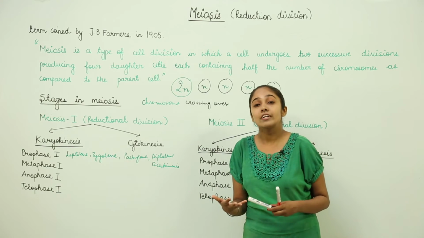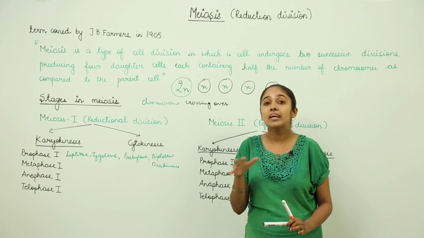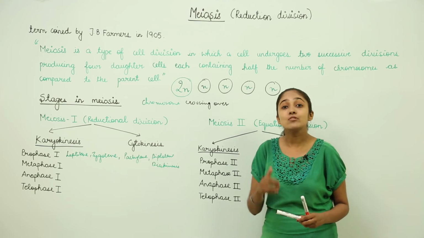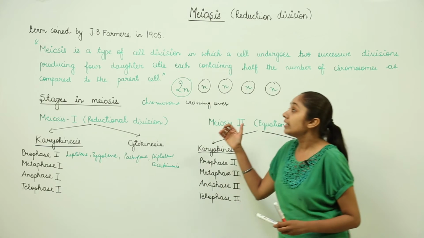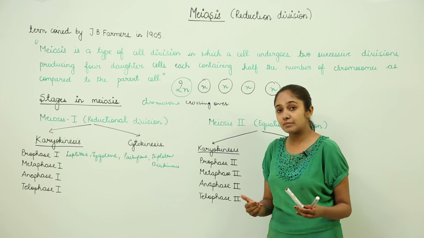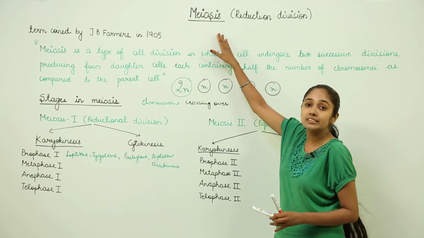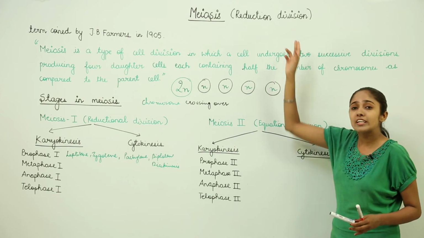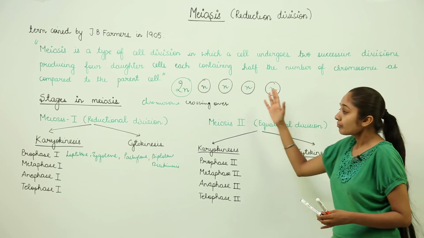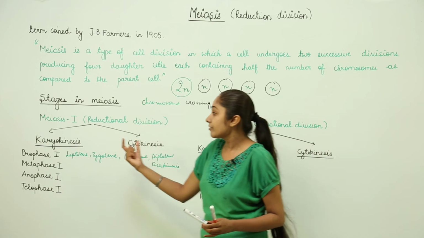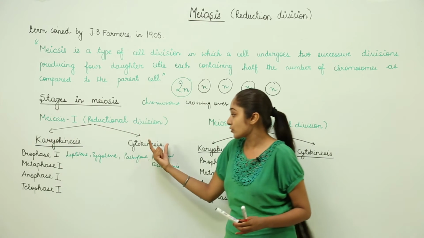Gametes, I mean to say, for example, in case of human beings, we have the male gamete that we call sperm, and the female gamete that we call ova or egg. So when we talk about the formation of these gametes, the cell division that takes place is meiosis, the reduction division, or you can say reductional division, right? And now moving back to meiosis 1, as I told you, we have karyokinesis first and then cytokinesis.